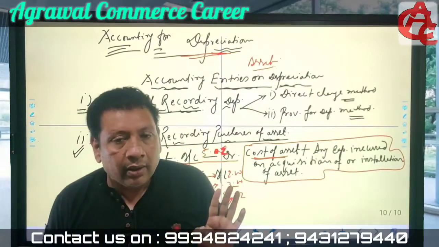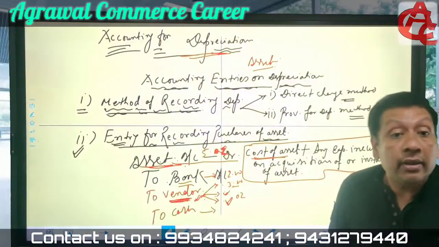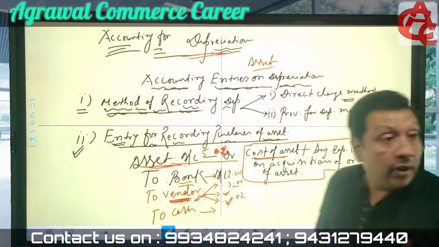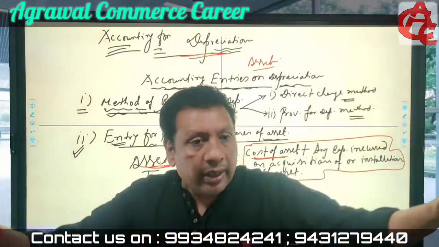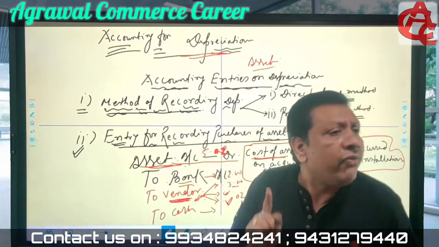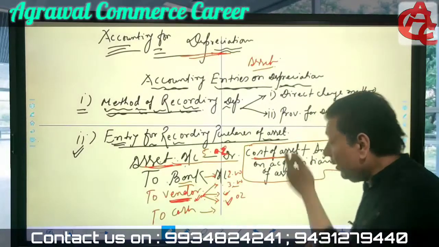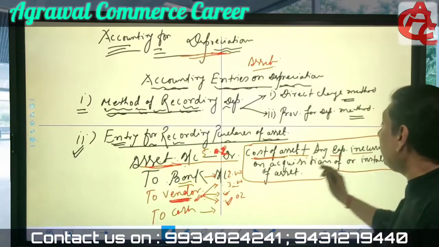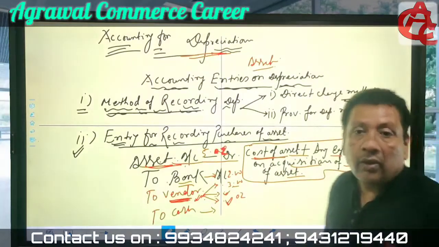Is it clear? Interest will fall due in the next accounting period, and if interest will fall due in that accounting period, the entry for interest will not be taken into the asset account, so we will ignore interest. Is it clear? Interest will not form the cost of the asset. Is it clear? Okay. But the cost of the asset plus any expense incurred on acquisition or installation of the asset.